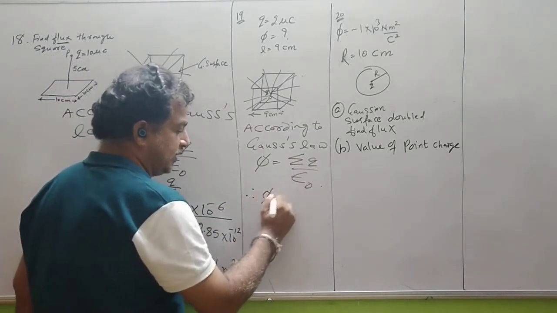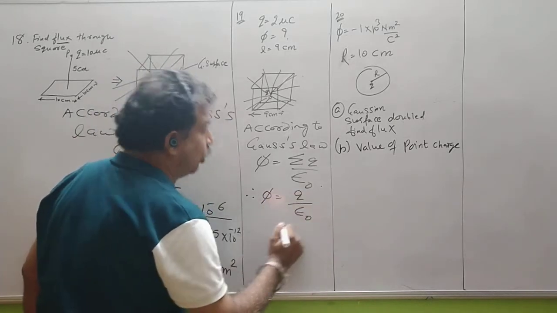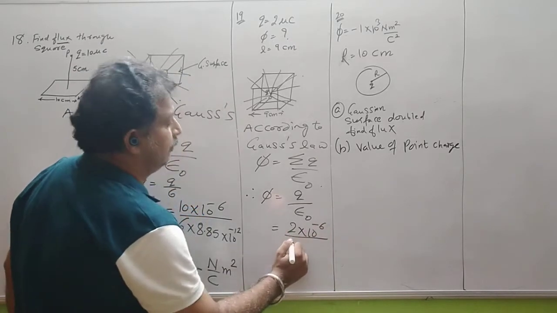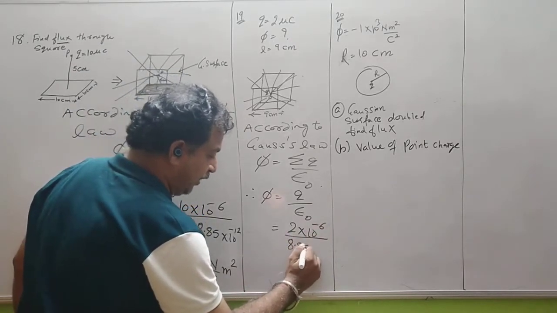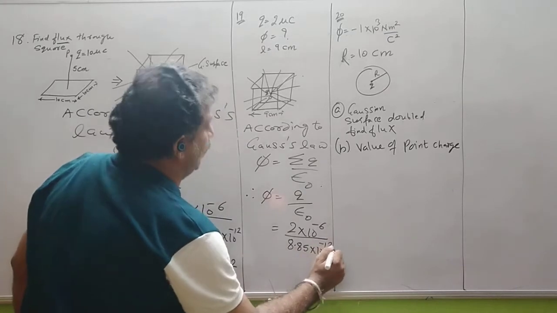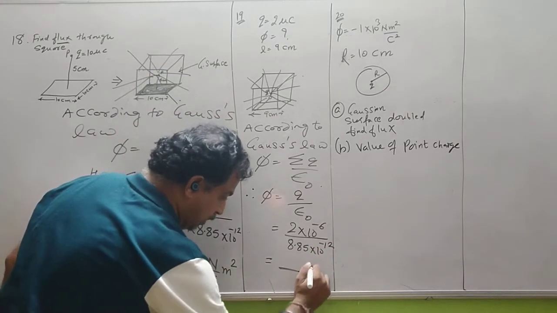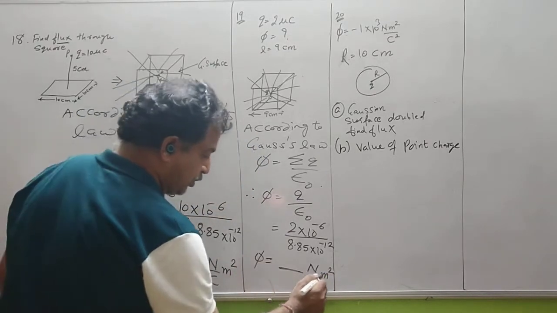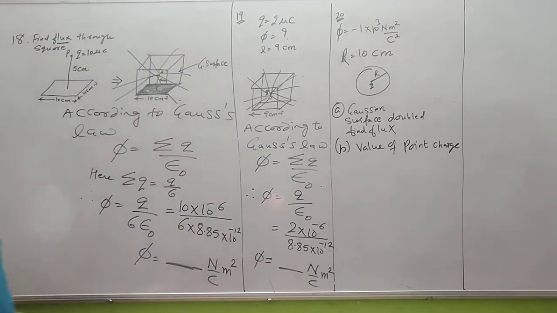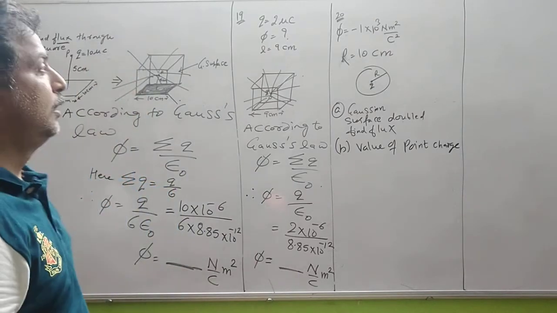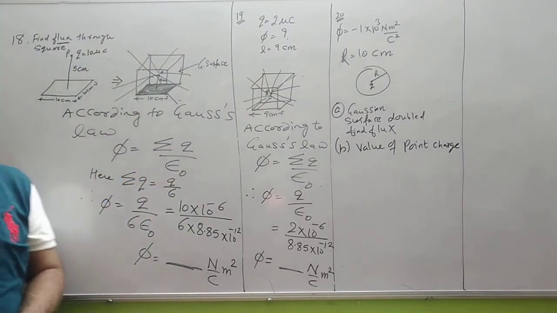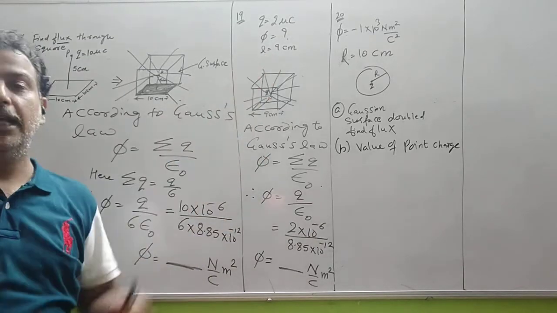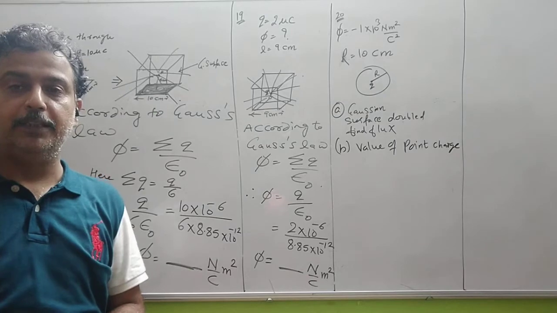Therefore, flux is equal to Q upon epsilon naught, that is 2 into 10 raised to minus 6, divided by 8.85 into 10 raised to minus 12. So whatever is this calculation, that much is the flux linked with the cube. Unit becomes Newton per Coulomb meter square. So this is the total flux linked with the cube having the length as 9 centimeter.